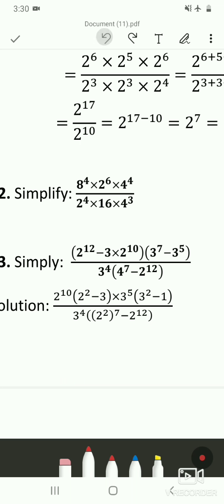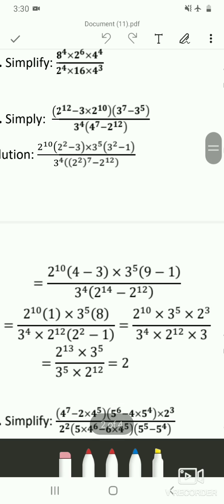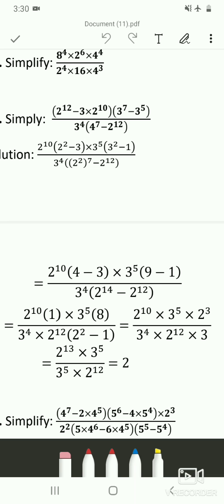So this is the first step. Now let's see how we can simplify it further. Here 2 raised to 10 is as it is, and 2 square is nothing but 4, and minus 3 is as it is, into 3 raised to 5. So 3 square is 9, so 9 minus 1.